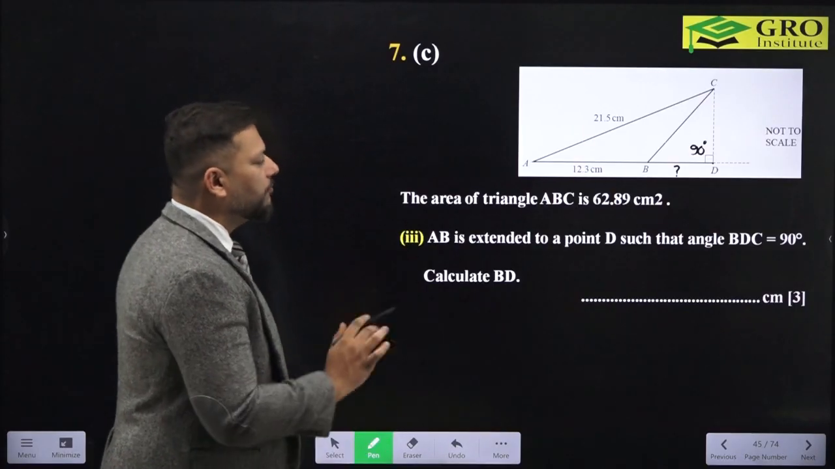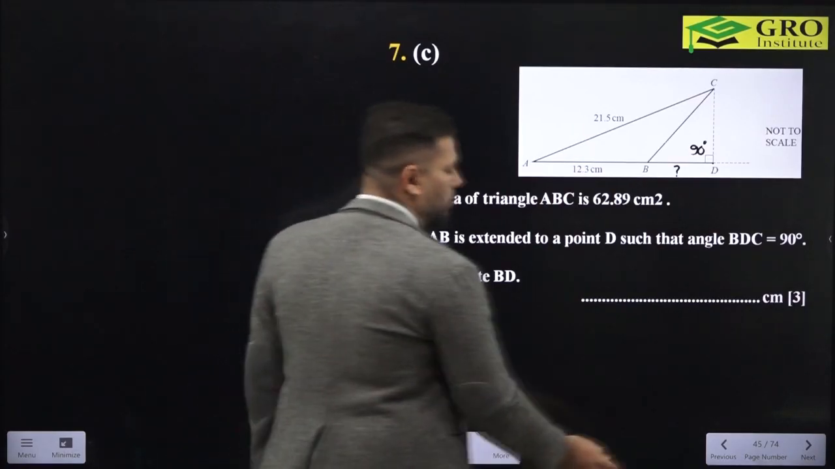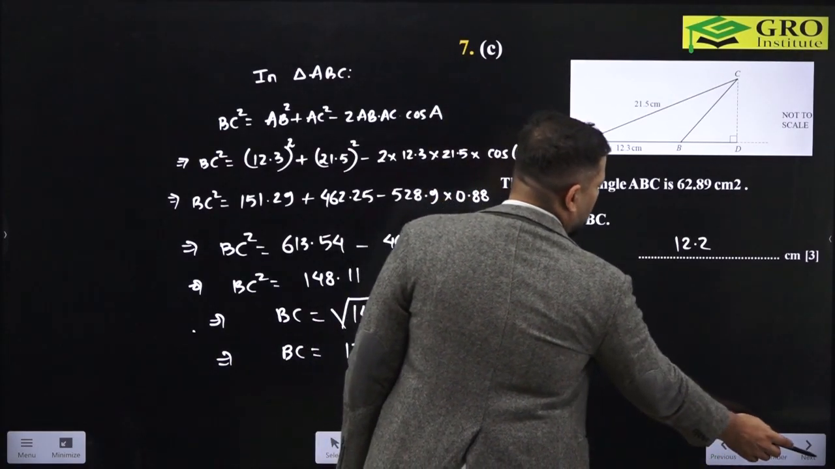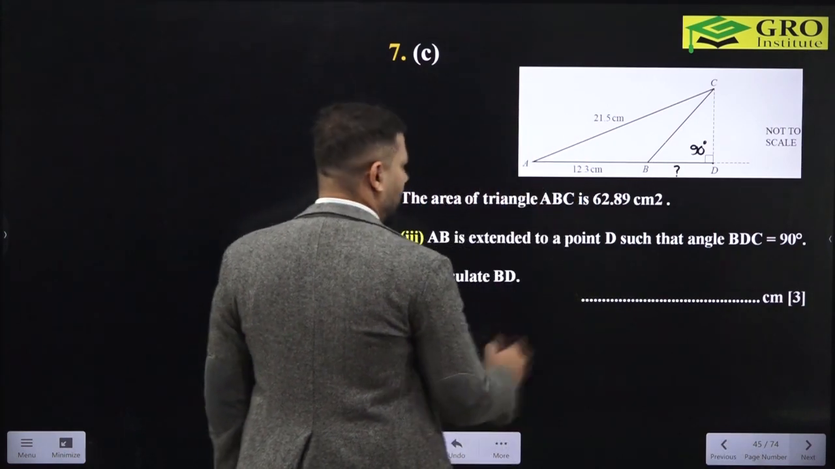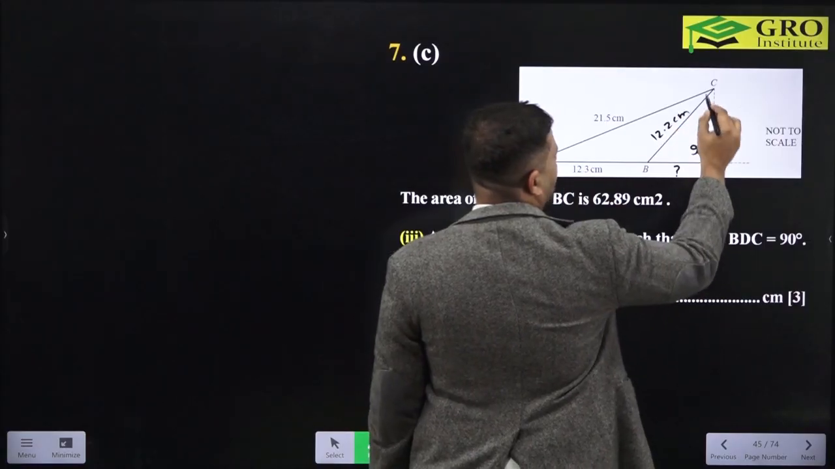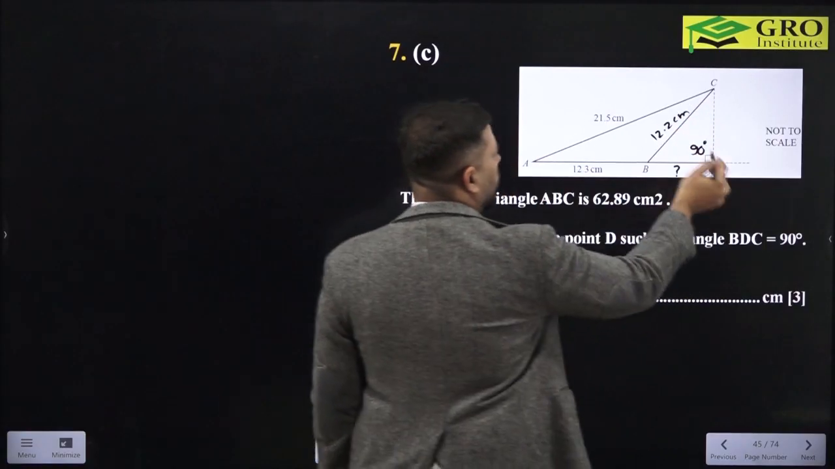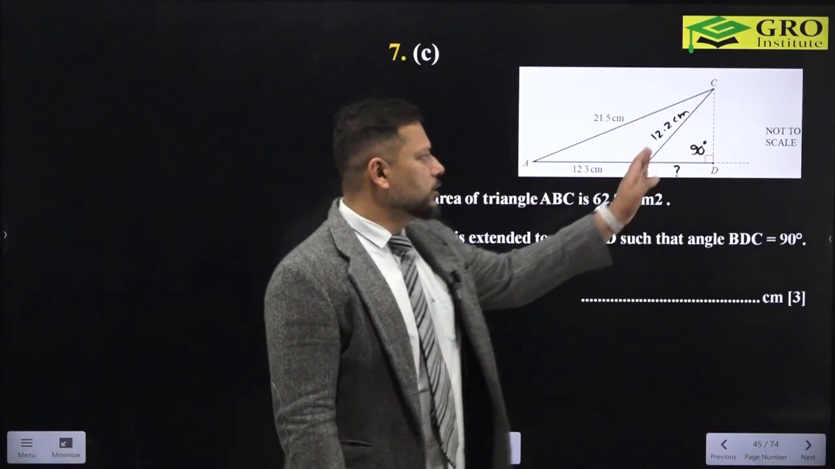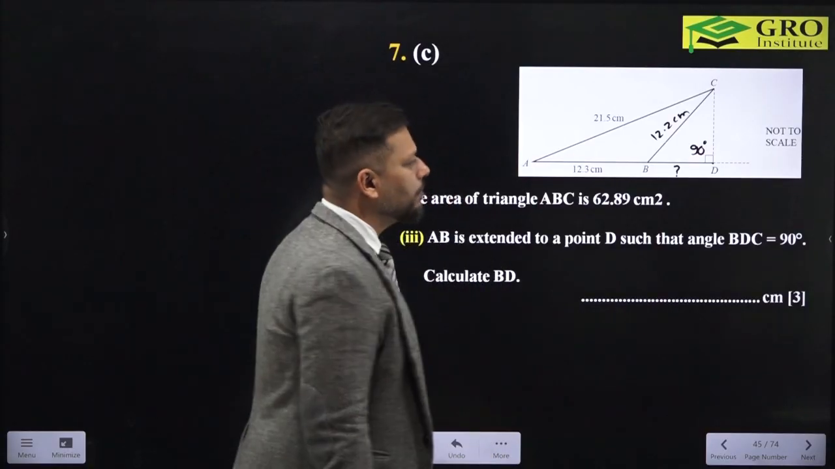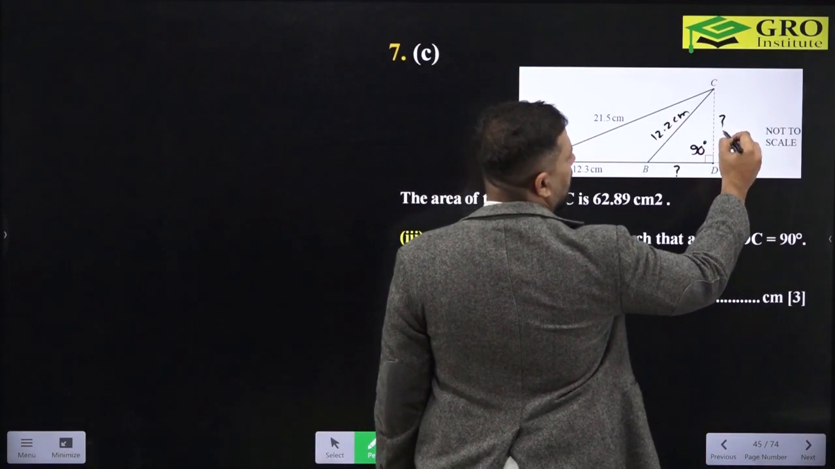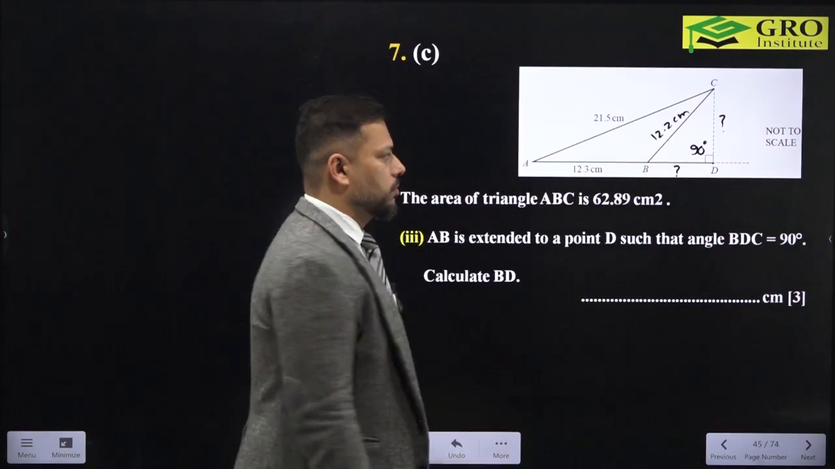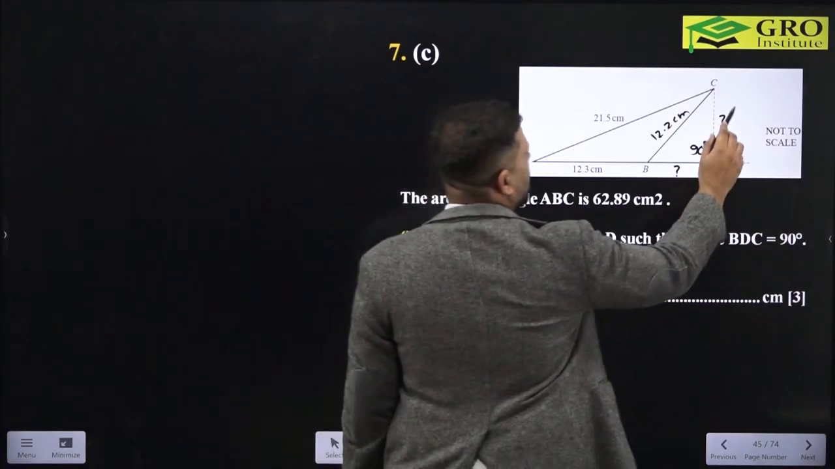If we talk about, have we already found BC? Yes, we have found out BC. Let us look, what did we find BC to be? So here BC is 12.2 centimeter, right? Let us write it over here. BC being the hypotenuse of this right triangle CDB or BDC, whatever you want to say, is 12.2 centimeter. We need to find out BD. If, guys, somehow we get the value of this CD, we will be able to find out BD by using the Pythagoras theorem, right? So let us first of all try to find out CD.